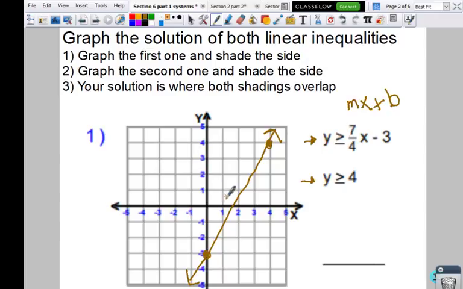1, 1's a good one. We could do 0, 0 if we wanted to, or -1, -1, doesn't matter. So we're going to plug in 1 for x, 1 for y, and then we're going to see, is it true or false? Okay? So I'm going to go 1 greater than or equal to 7/4 times 1 minus 3. And I don't know what this is off the top of my head, the 7/4 times 1 minus 3.